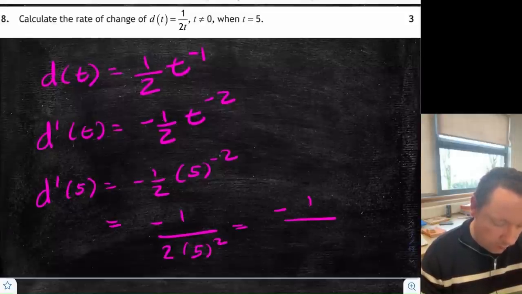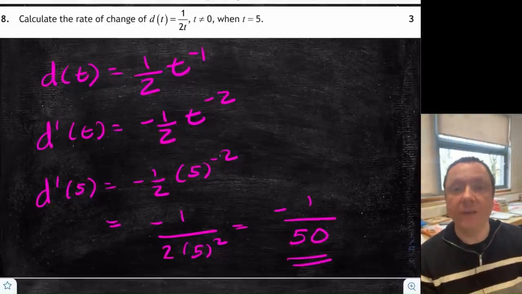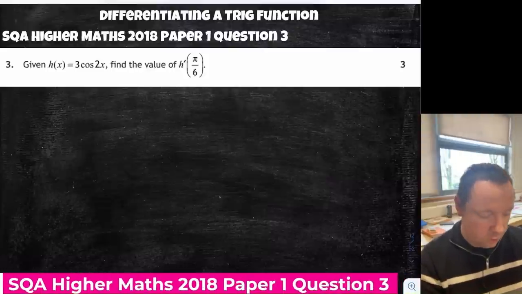Minus 1 over 2 times 5 squared is 50. So minus a 50th. Just a note, remember, rate of change means differentiate. Okay, differentiating a trig function.